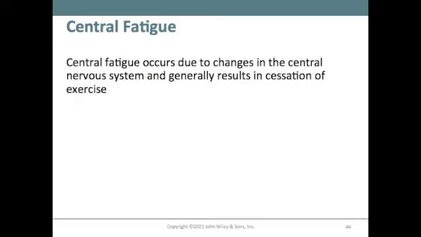Central fatigue occurs due to changes in the central nervous system and generally results in the cessation of exercise. You ever been to the point where you're doing such a strenuous workout or exercise or work at your job, and you're just like, hey, man, I just can't do it anymore. I'm just too tired. You go home, and then you sit down, and you had such a full day at work that when you sit in the chair, you just fall asleep.